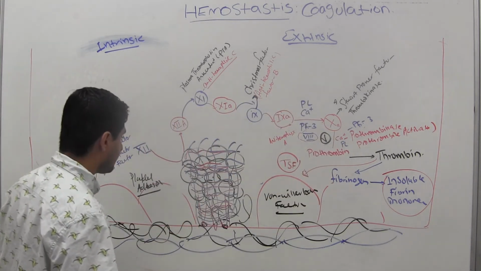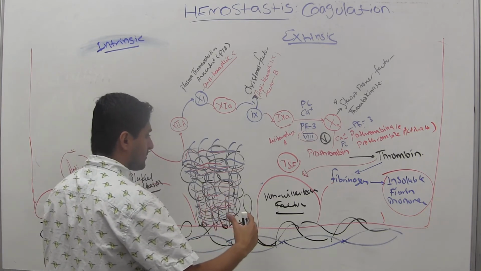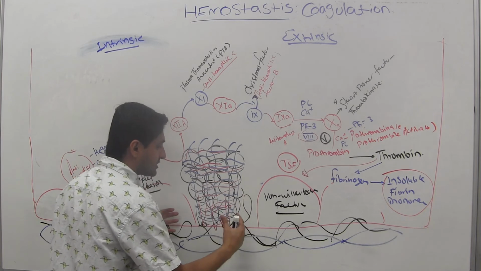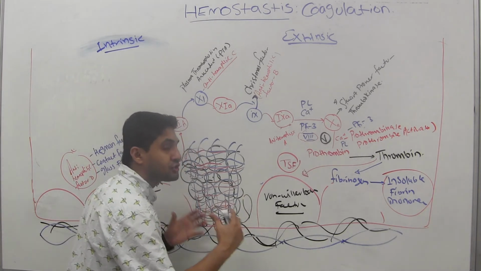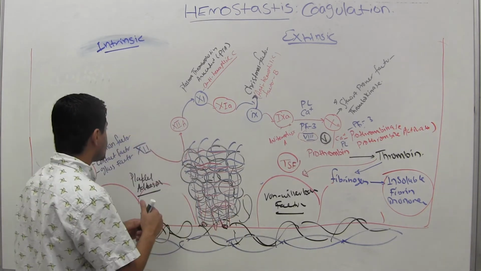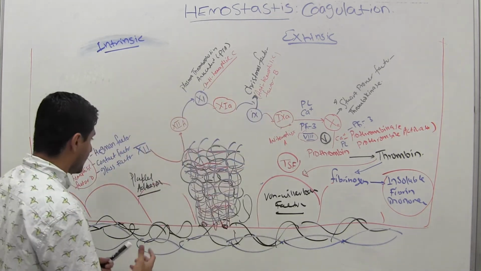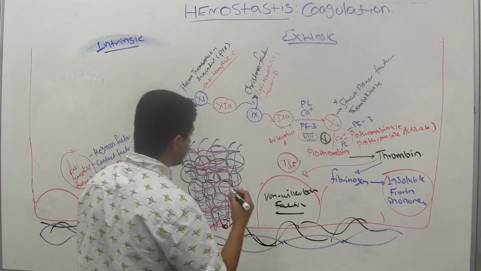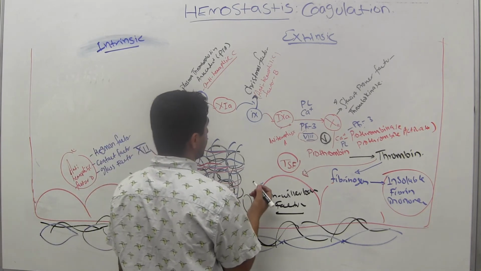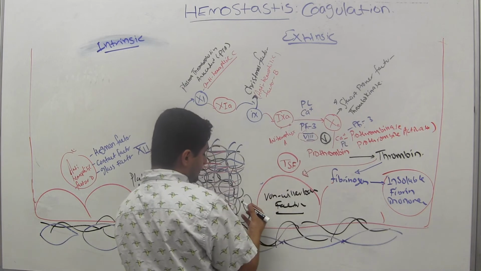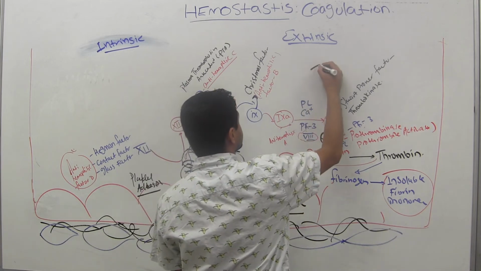The extrinsic pathway is so important because you have to remember, guys, the damaged endothelial cells produce a factor called tissue factor, which is factor number 3, also called thromboplastin. This tissue factor comes from the damaged cells, and let me write it down.